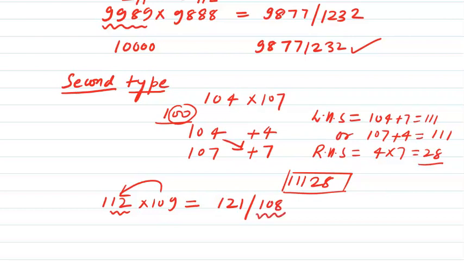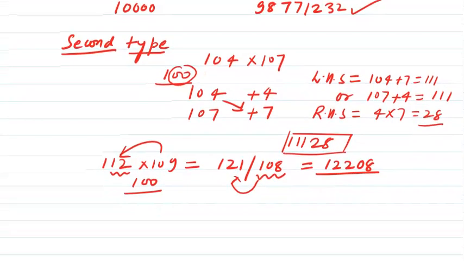But you note this 108 has 3 digits which we don't want, right? Because the base is 100, so we just want 2 digits. So what will I write? I will take this 1 to the left hand side. So if I take this 1 to the left hand side, this will become 122 and 08. So this is how we can quickly multiply numbers if both of them are above the base or both of them are below the base.